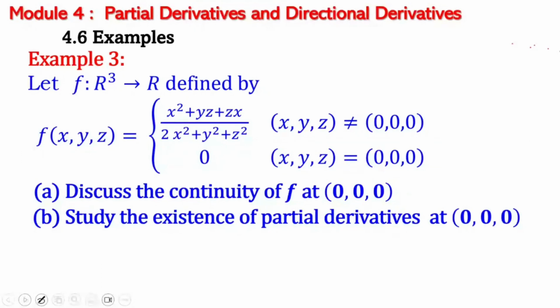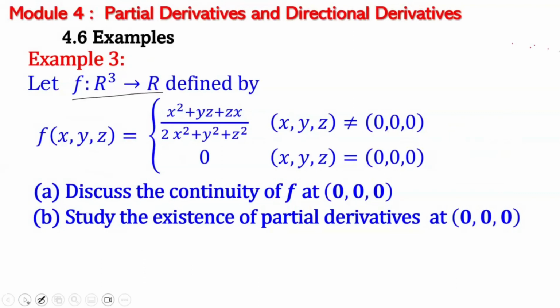Okay, now we have an example. Here again, we are taking the function from R3 to R, and we are going to discuss the continuity of f, and then again the existence of the partial derivatives at 0. Here you have to note that we are going to discuss the continuity of f at (0, 0, 0). Unlike the previous question, it is not guaranteed that the function is continuous or not. So we will see here whether it is continuous or not.